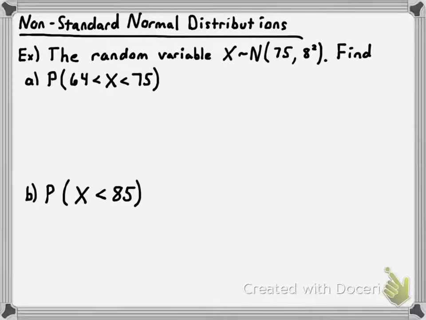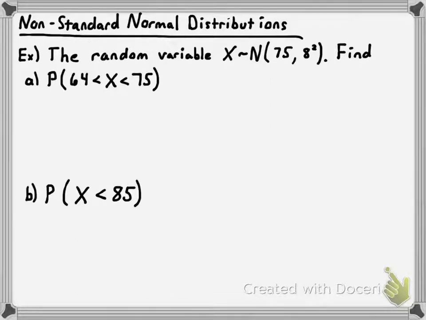Here you might remember the notation for normally distributed. It says that the random variable x is normally distributed with a mean of 75 and a standard deviation of 8. Remember, the first parameter there is the mean, and the second parameter is your standard deviation squared. So the variance would be 64, for instance. And we're going to try to find the probability that that random variable x has a value between 64 and 75.